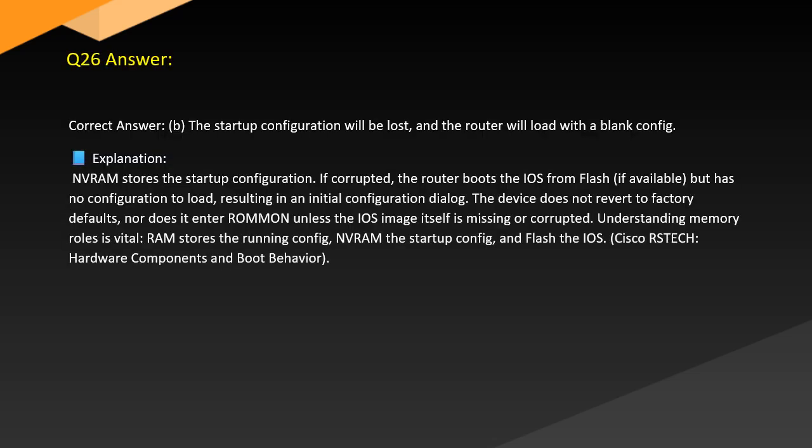Answer. Correct answer: B. The startup configuration will be lost and the router will load with a blank config. Blue book explanation. NVRAM stores the startup configuration. If corrupted, the router boots the IOS from flash if available but has no configuration to load, resulting in an initial configuration dialog. The device does not revert to factory default, nor does it enter ROM unless the IOS image itself is missing or corrupted. Understanding memory roles is vital. RAM stores the running config, NVRAM the startup config, and flash the IOS. Cisco RSTECH, hardware components and boot behavior.